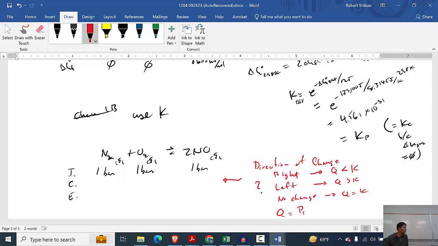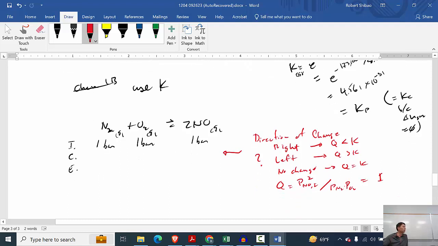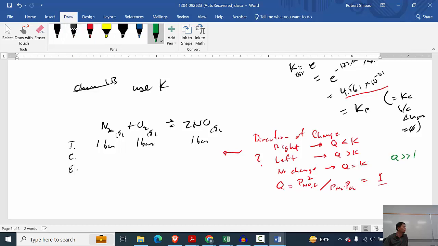So we have the partial pressure of NO initial squared divided by the partial pressure of N2 and the partial pressure of O2. This is easy because everything's 1. So Q is equal to 1. Under standard conditions, it's easy, right? Q is equal to 1. Now we compare that to K. When we compare that to K, we see that Q is a lot bigger than K. K is 4.56 times 10 to the minus 31. Q is 1. So Q is much, much bigger than K, and therefore the change is going to shift to the left.